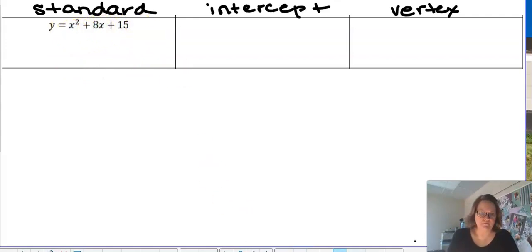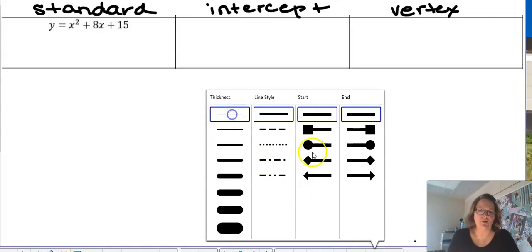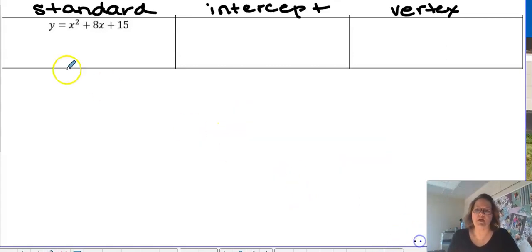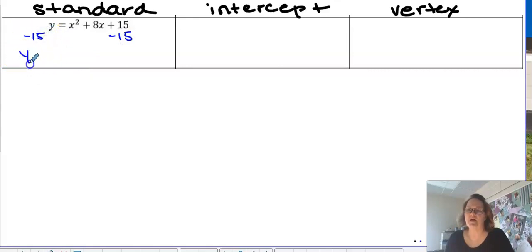And to find that number, what we would do is we would take half of the middle term and then square it. So first thing I'm going to do though is I'm going to take this 15 away. So I'm going to subtract 15 from both sides. And when I do that, my left side I have y minus 15, and then my right side I have x squared plus 8x.